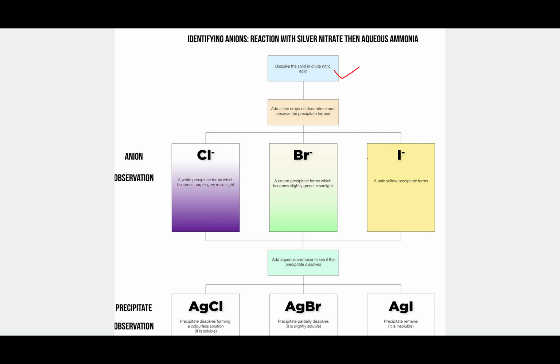So we add our silver nitrate to our solution of halides with dilute nitric acid, and we get these precipitates. And when we add ammonia, the solubility of silver halides in ammonia decreases as we descend the group. So silver fluoride will be more soluble than silver chloride, which is more soluble than silver bromide, which is more soluble than silver iodide. That's what we have there.